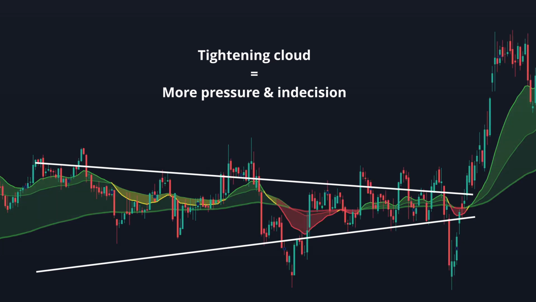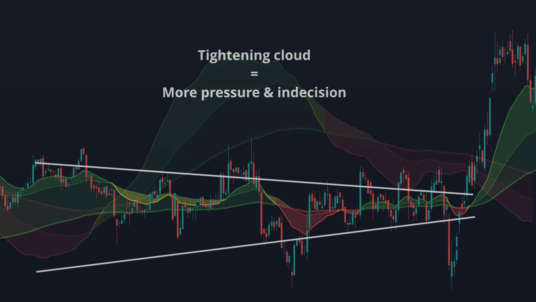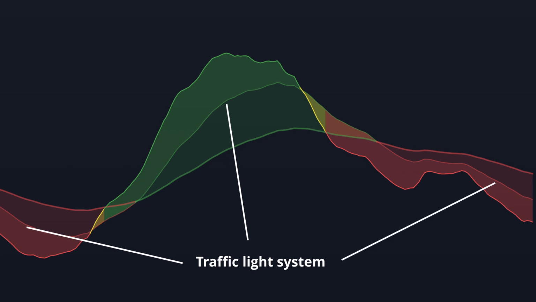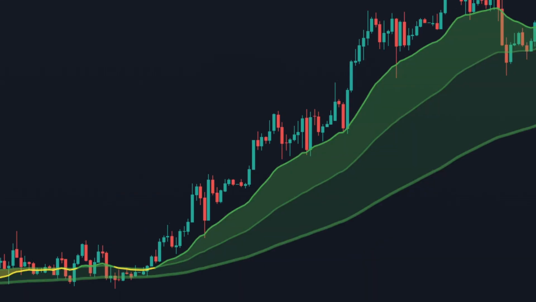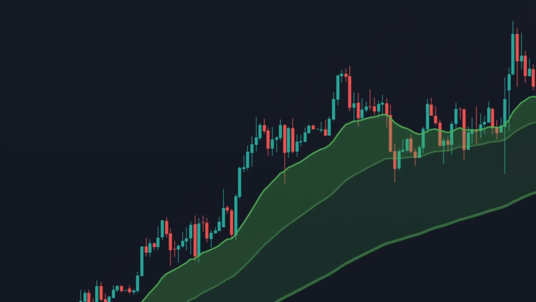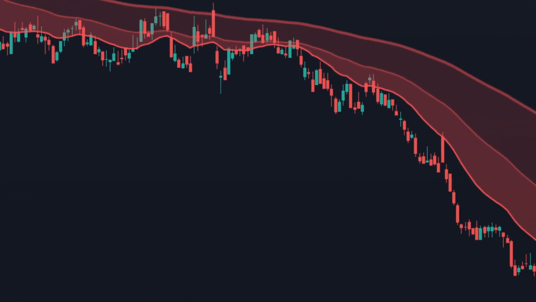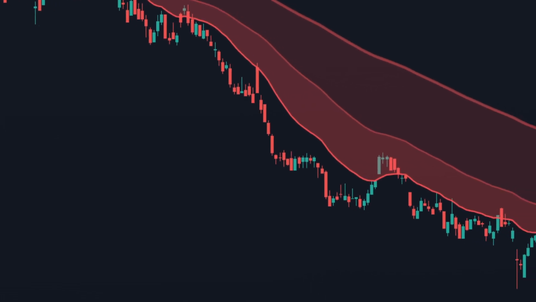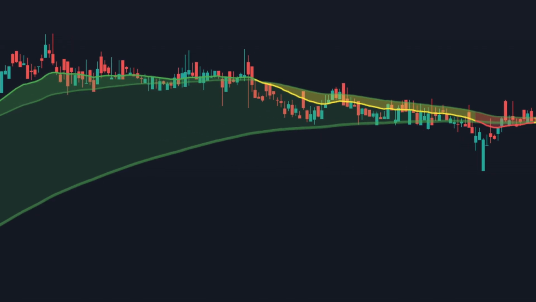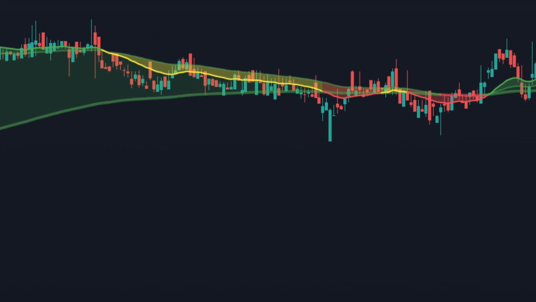Next, the colors. The Fibonacci Trend-Cloud uses a traffic light system. Green for bullish momentum, red for bearish pressure, and yellow for caution. Here's a green cloud during a strong uptrend. Full speed ahead. Now, a red cloud as the market turns bearish. Time to watch out. And when it's yellow, like this, it's a heads up that the market's unsure which way to go.